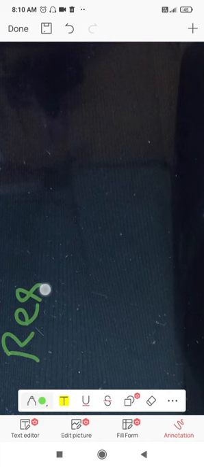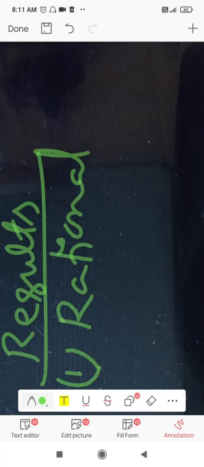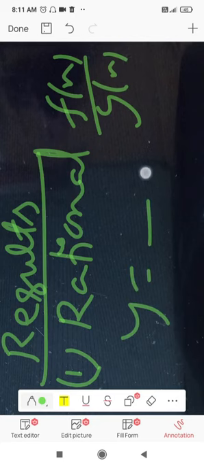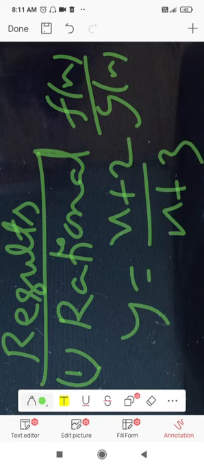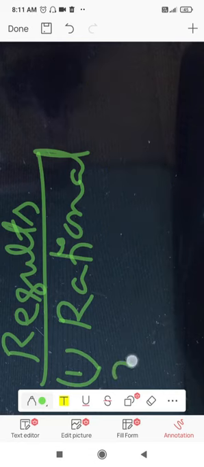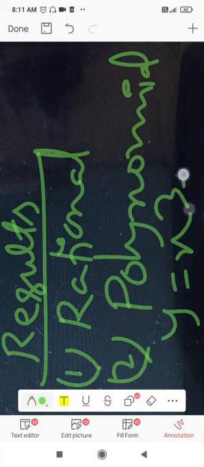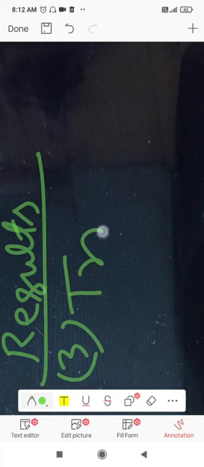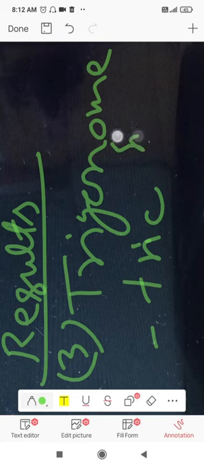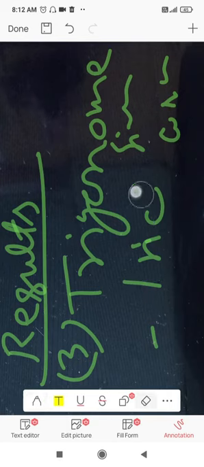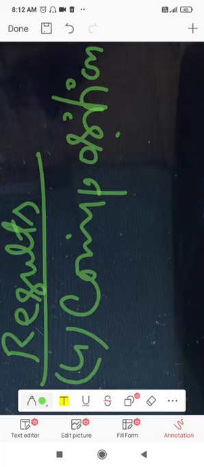Let us learn a few results. Every rational function is continuous. Rational function means what? It is in the form f(x) by g(x). For example, y equal to (x plus 2) by (x plus 3). Like rational number, p by q type, every rational function is a continuous function. Number two, every polynomial function is continuous. Polynomial functions means, for example, y equal to x cube plus 3x. Number 3, every trigonometric function is continuous. Trigonometric, as you know, sin x, cos x, tan x, sec x, all trigonometric functions are continuous. Composition of two continuous functions is again continuous.